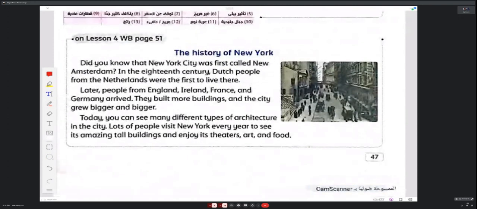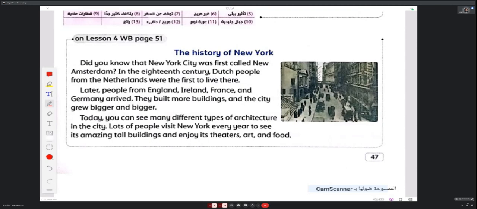Okay. The history of New York. Did you know that New York City was first called Amsterdam? This is a new idea, anyway. Luigi, okay, the history of New York.